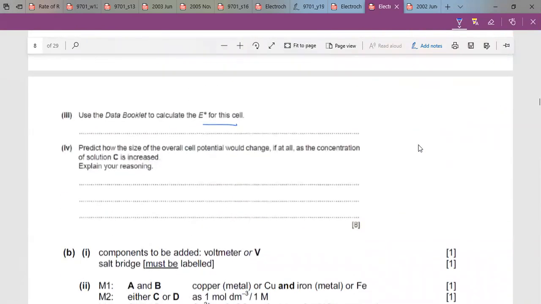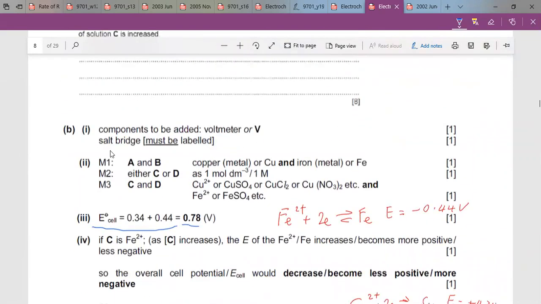Now, the components below are one mark each. Simple. I don't know why they give one mark. A and B are copper and iron. C is either one, one molar copper 2 plus, or the like.